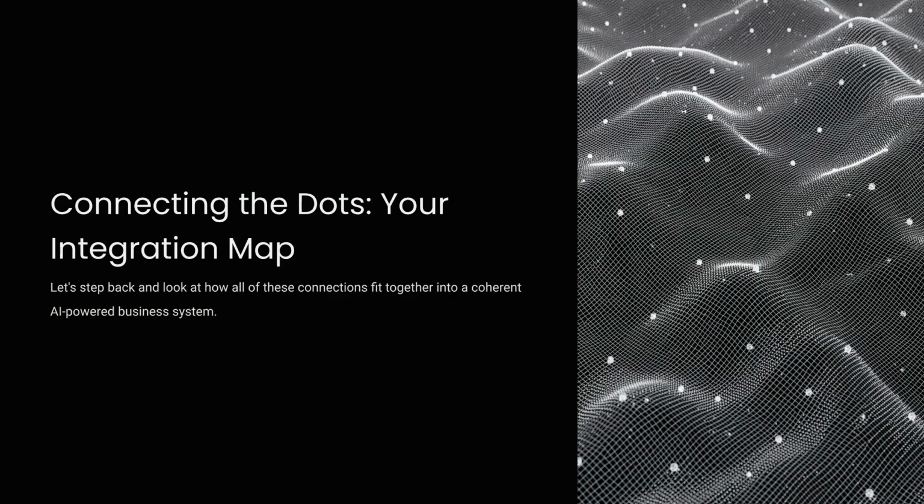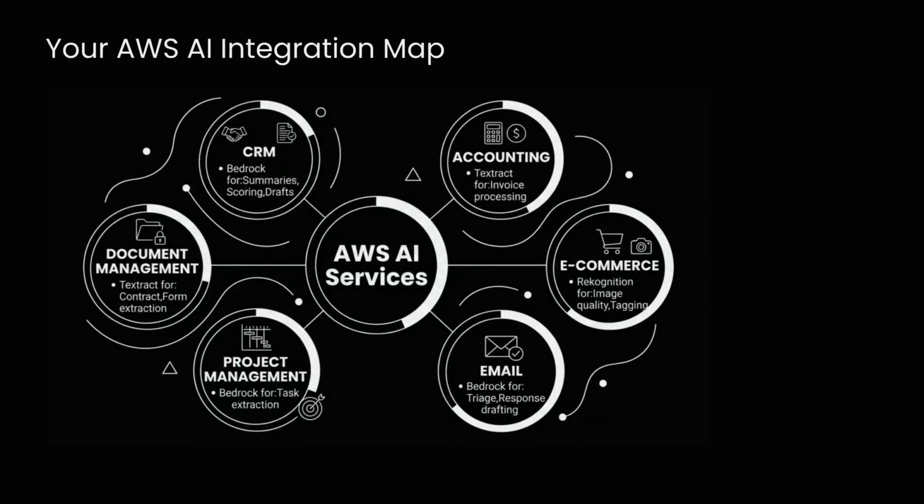To conclude, let's review how all these connections fit together into a coherent AI-powered business system. This diagram visually represents your AWS AI integration map. Every spoke here is an integration you can build today, most without writing any code. The ability to integrate AI into your existing tools is the real power of AWS AI.